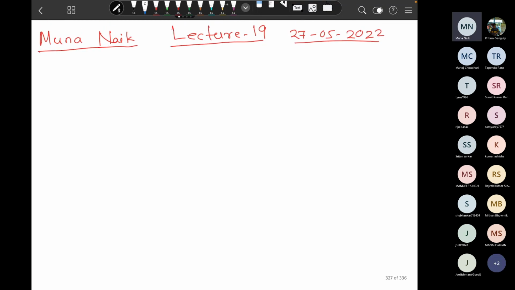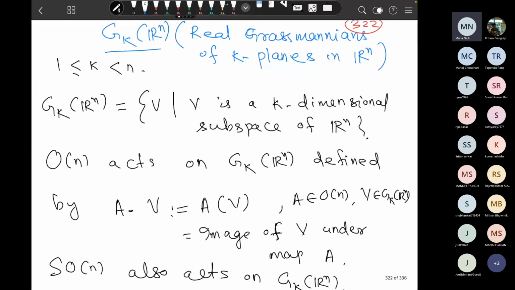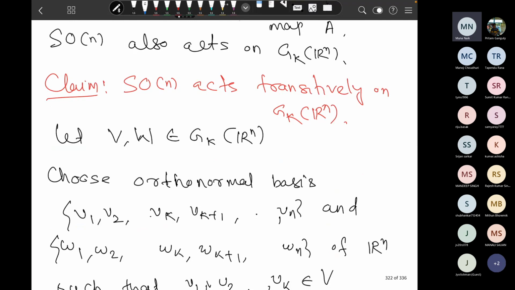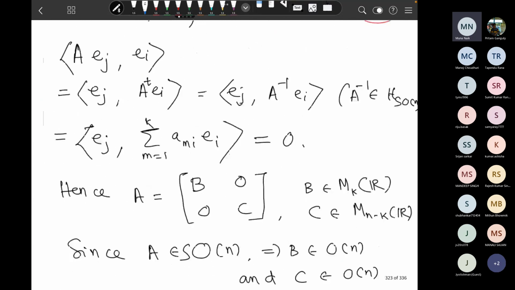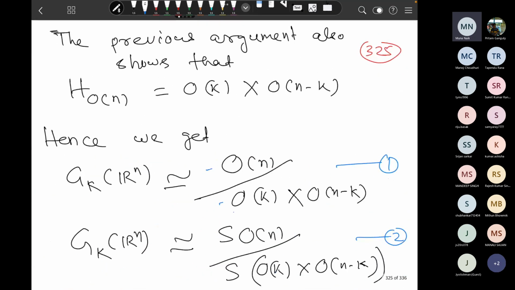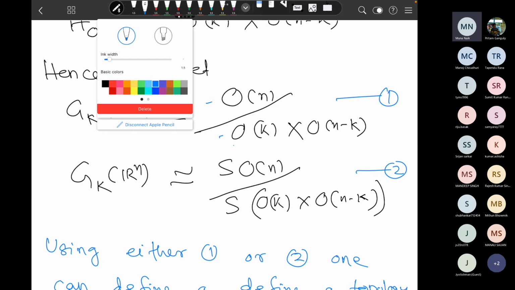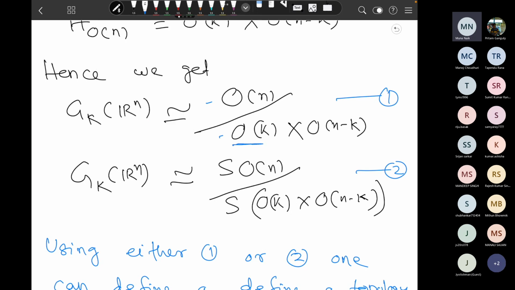Recall that in the last lecture I proved something about G_k(R^n), the real Grassmannian of k-planes in R^n, the collection of all subspaces B of R^n that are k-dimensional. We proved that both groups SO(n) and O(n) act transitively on G_k(R^n), and using the orbit-stabilizer relation, G_k(R^n) can be identified with O(n) mod O(k) cross O(n-k). Similarly, it can be identified with SO(n) mod S(O(k) cross O(n-k)). The right-hand side is a smooth manifold, and using this identification we are able to give a smooth structure on G_k(R^n).